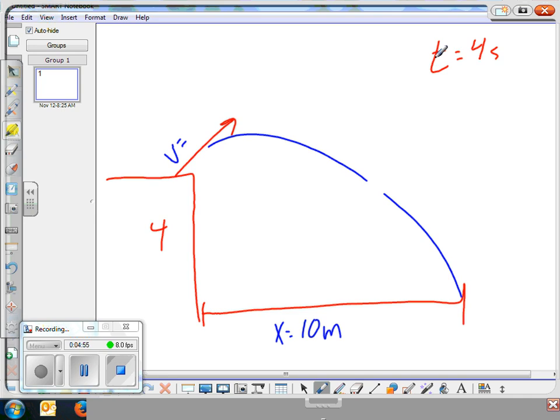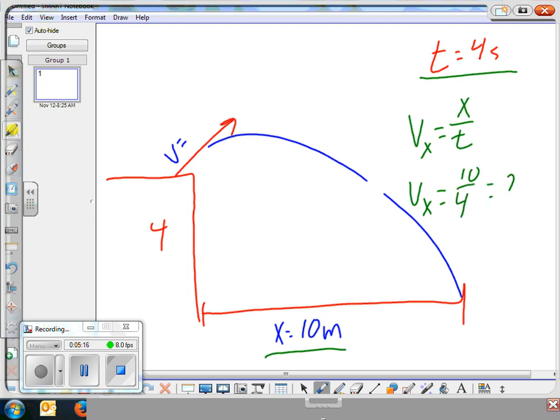Well, does anyone see what we know right away? Yeah, the displacement we know, and we know the time. So the velocity in the x direction is equal to the displacement in the x divided by the time. Velocity in the x direction is 10 divided by 4, which is 2.5 meters per second. Any questions on that? Okay, so then I'm just going to chalk this in right here. So I know part of my triangle is 2.5.